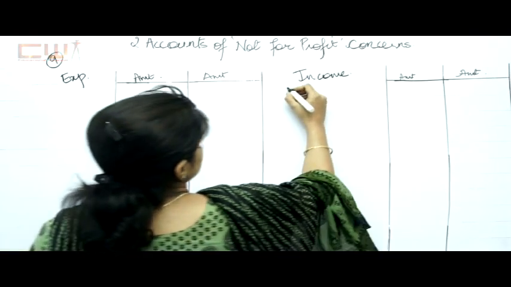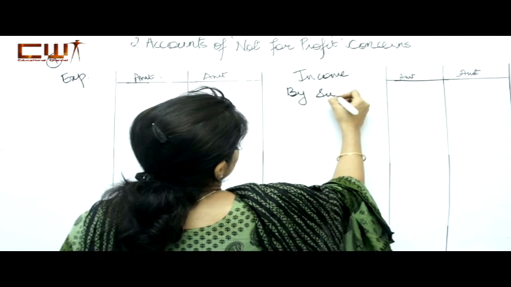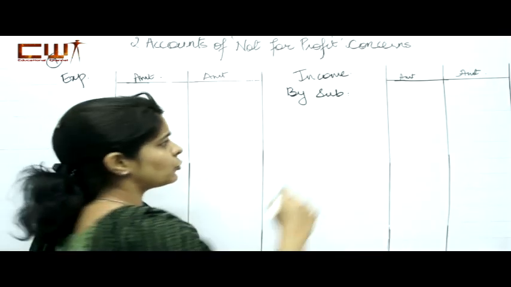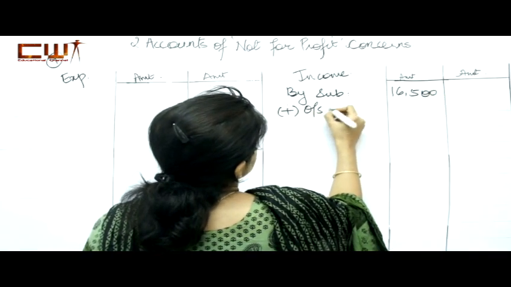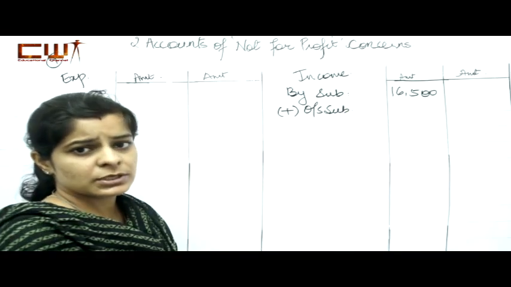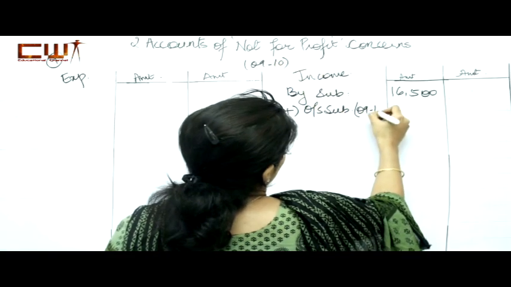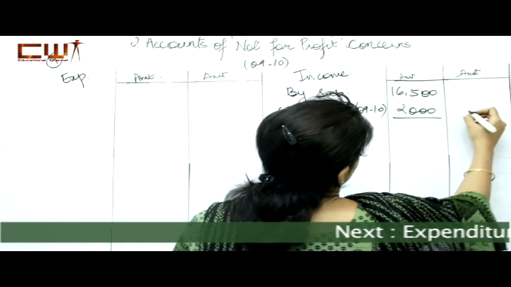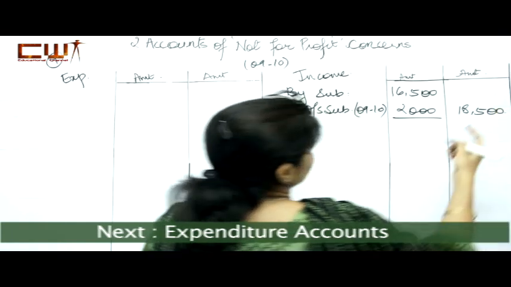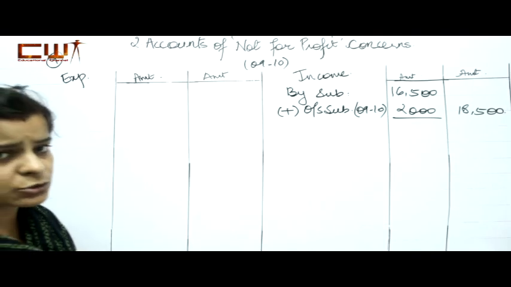So first we will see the subscription part. By subscription, how much have they given to you? 16,500, right? Plus outstanding subscription of the year. You're preparing it for 9-10, so the outstanding subscription for 9-10 is 2,000. So it is 18,500. This is the 18,500 given to you. There is no other income.